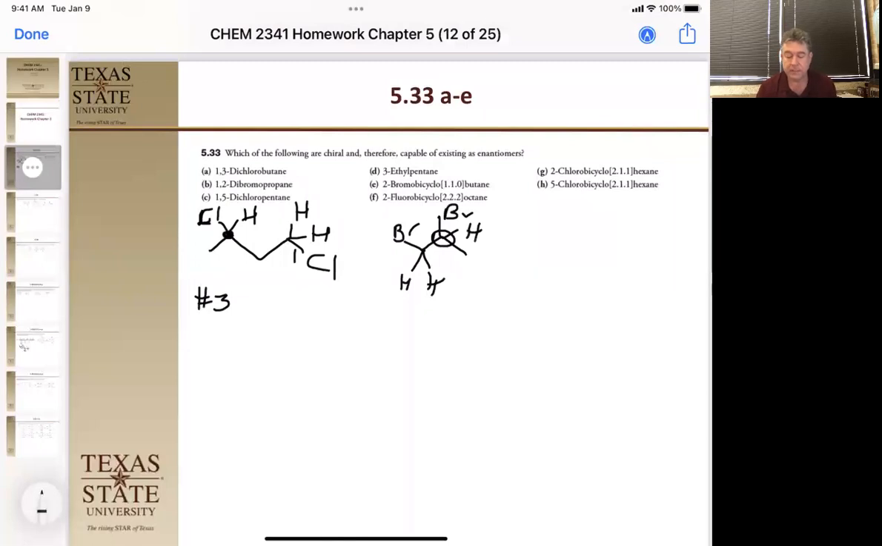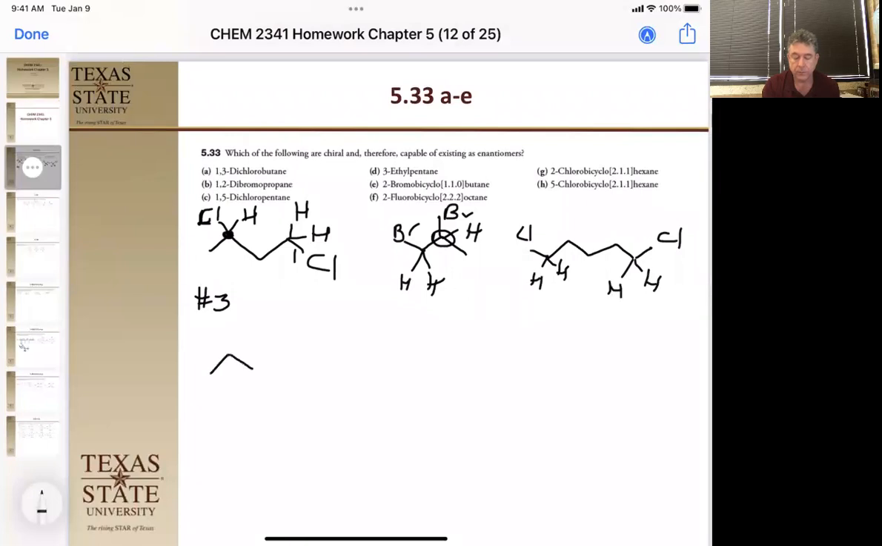All right, let's do C, which is 1,5-dichloropentane. 1, 2, 3, 4, 5. So now we have 5 carbons. We'll put a chlorine on one end and a chlorine on the other end because it's 1,5. And if we add our hydrogens here, just to double check, it looks like we have 0 chiral carbons in the 1,5-dichloropentane.